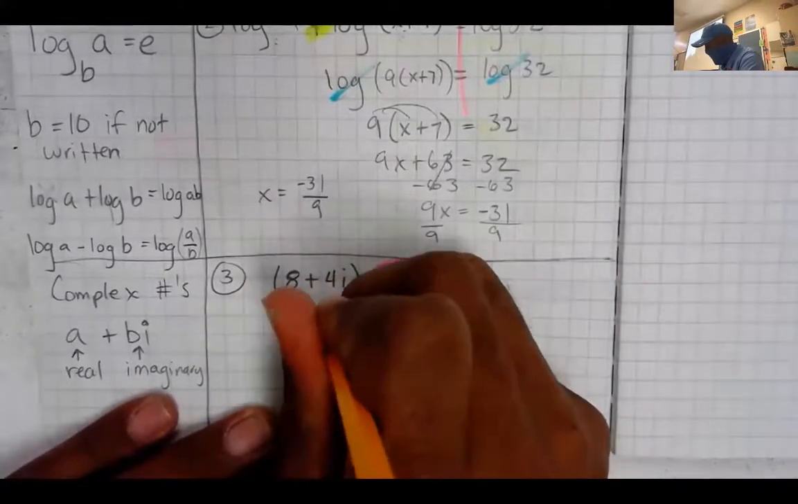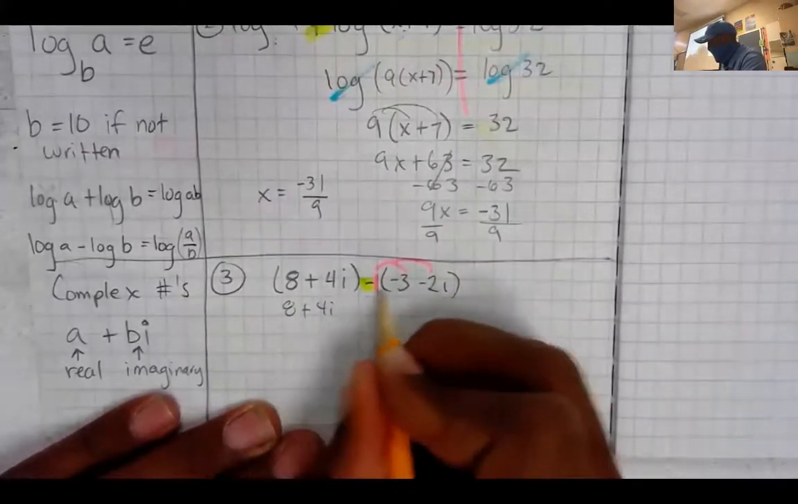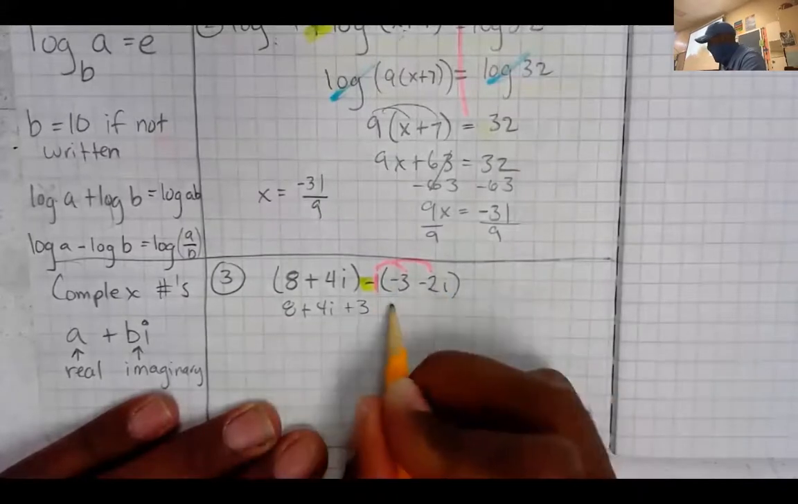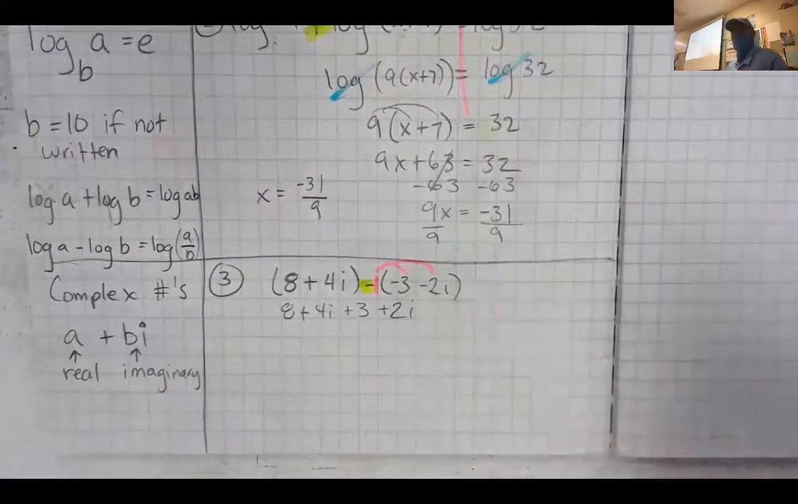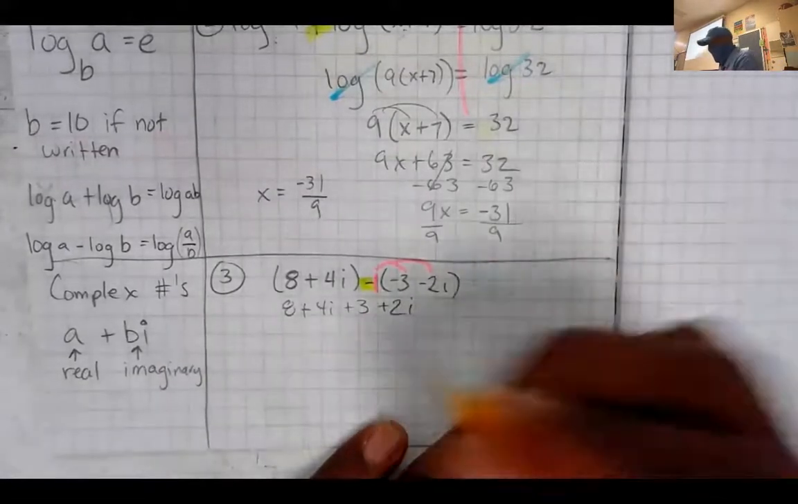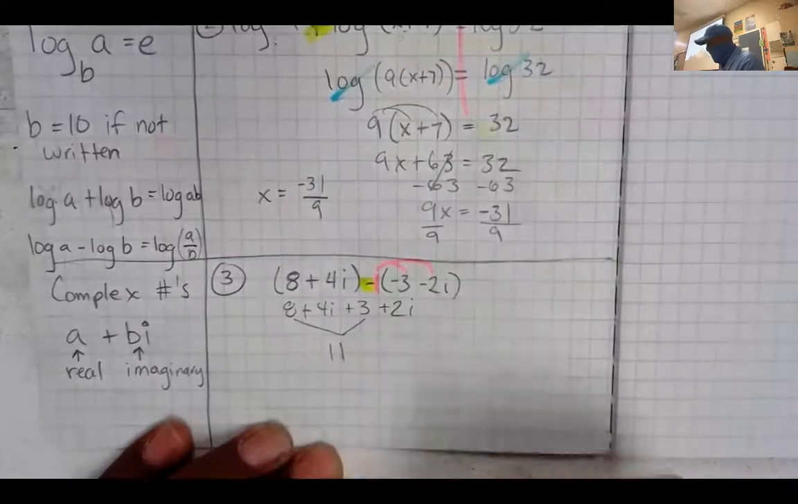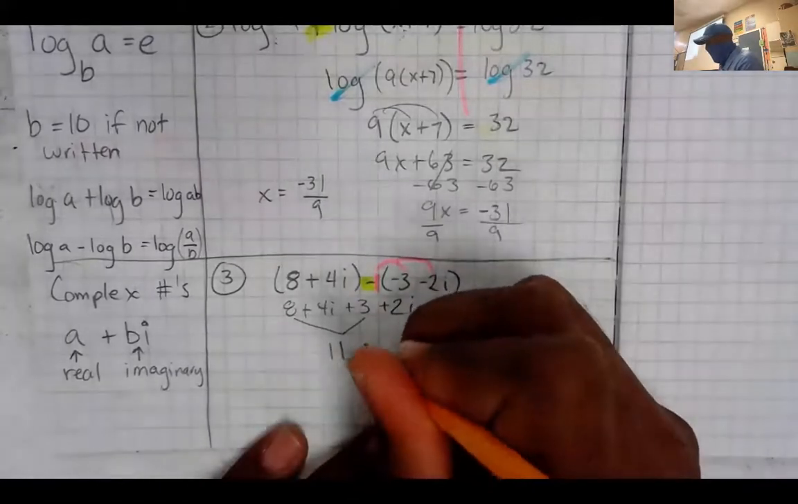So a plus 4i. So -1 times -3 is +3, and then -1 times -2i is +2i. And then like you said, now we're going to combine the like terms. So we have 8 plus 3 is 11. Now which part is that? Is that the real or the imaginary part? Real. That's the real part. And then we're going to add the imaginaries together.